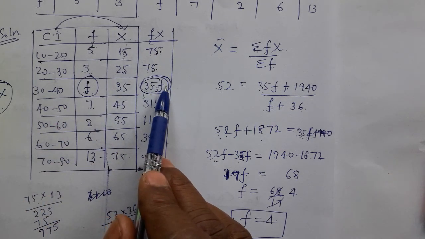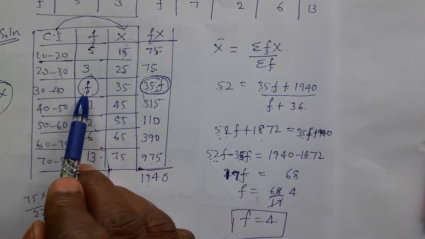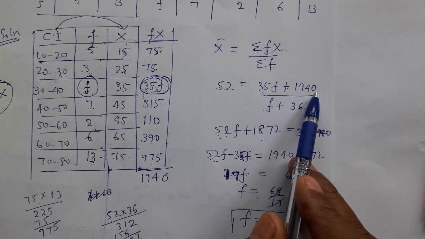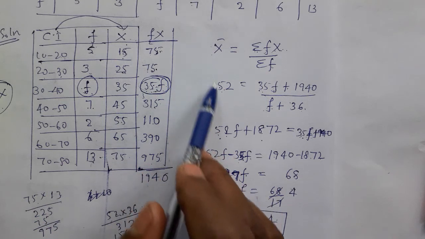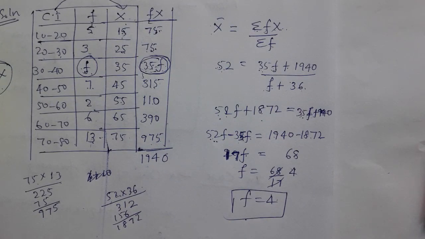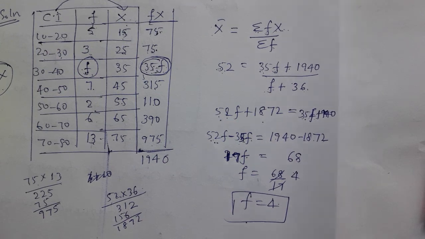This 35f is a variable, here f is a variable. So this variable and this variable we keep separate. The remaining numerals are all added. And the mean is given, no? So write it and cross multiply. By that you can obtain the frequency f. So this problem is understood. We'll move on to the next problem.